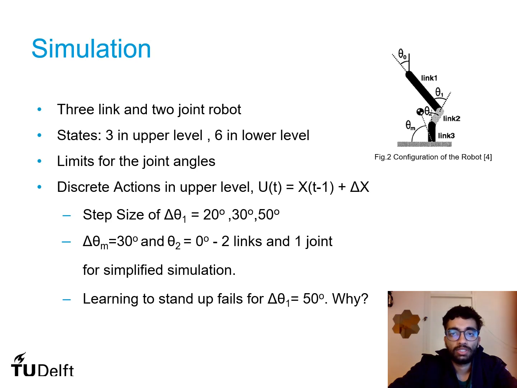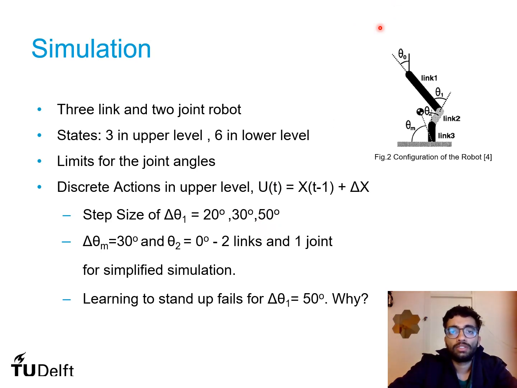For example, theta 1 has a limit of minus 150 to 0 in the upper level and minus 150 to 150 in the lower level, because the learning of the control actions is in continuous state space in the lower level. In one of the simulations, the authors set the joint angle theta 2 to 0, transforming the three-link robot to a two-link robot. As the upper level takes discrete actions on the state to be achieved as a sub-goal, the joint angle theta 1 has different step sizes, namely 20 degrees, 30 degrees and 50 degrees for three different simulations.